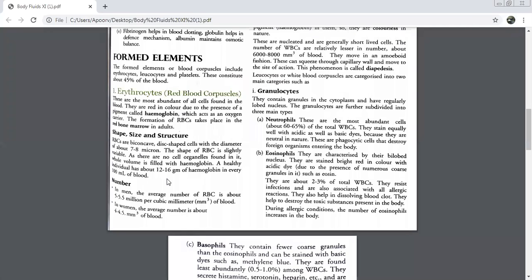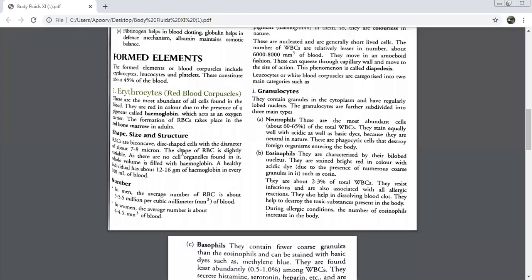Yes, something like the unitary method you must have done. 100 milliliters, it's somewhere around 16 grams. So 1 milliliter is 16 by 100. So whatever amount of blood you have given, 16 upon 100 into that milliliter of blood. This is how we simply calculate. Of course, they will not take 100 ml of blood.